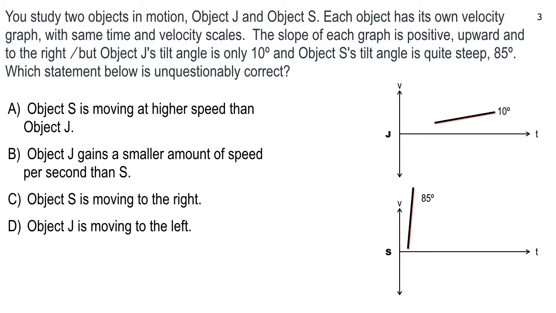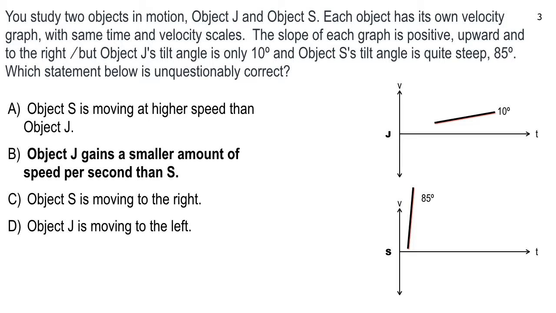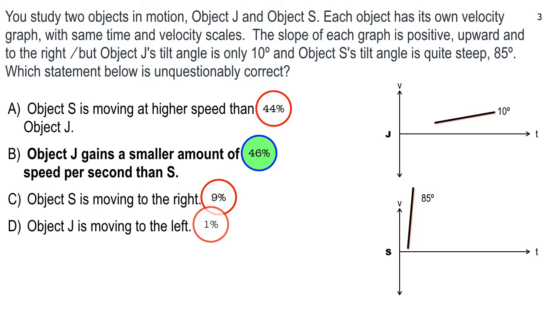Now the correct answer for this one is option B. And 46% of the class answered that correctly. Another 44% answered object S moving at higher speed than object J. That is incorrect. The other two options, C and D, had 9% and 1%. Right now we're going to go over these and why option B is true and why the other three are false.